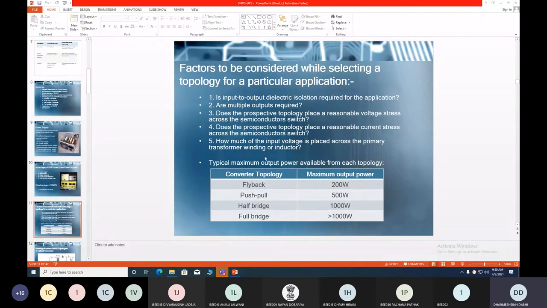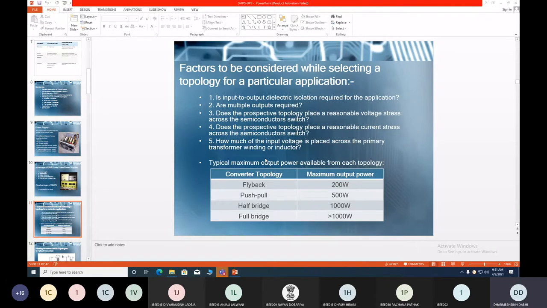in CPUs, in the center of a computer, a number of DC power supplies are required. You do not require just a single DC supply. You require 12 volt DC, 5 volt DC, or 18 volt DC also. You require a different range of DC voltages, or a different number of DC voltages. So based on that, you select the SMPS.